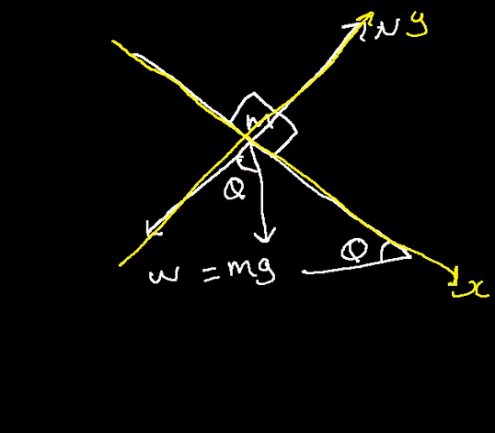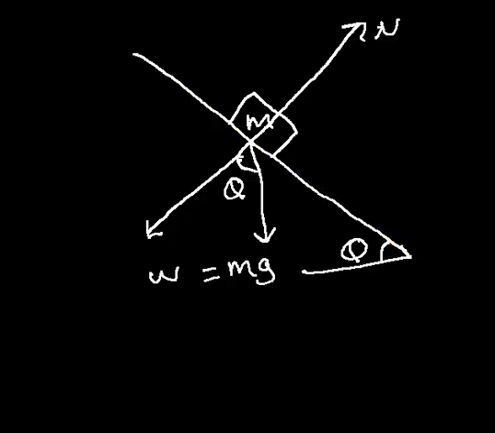So we should resolve the weight into components, where we have w cos theta. That is the y component of the force. Since the angle is against the y-axis, along the y-axis we have the cosine. And what is the component along the x-axis? We have w, the weight, times sine theta. So this is how we should have it.